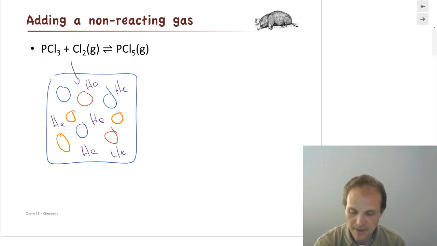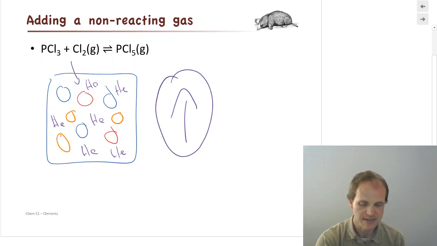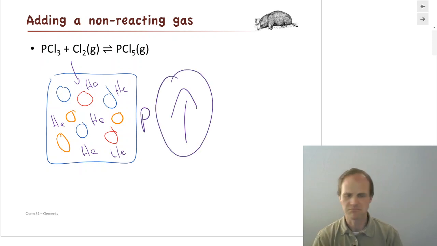We're going to add in a bunch of helium. Well, what did we do? We increased the pressure in that system, right? Quite a lot. We added a bunch of helium, like not just a few atoms there. We increased the total pressure quite a lot.